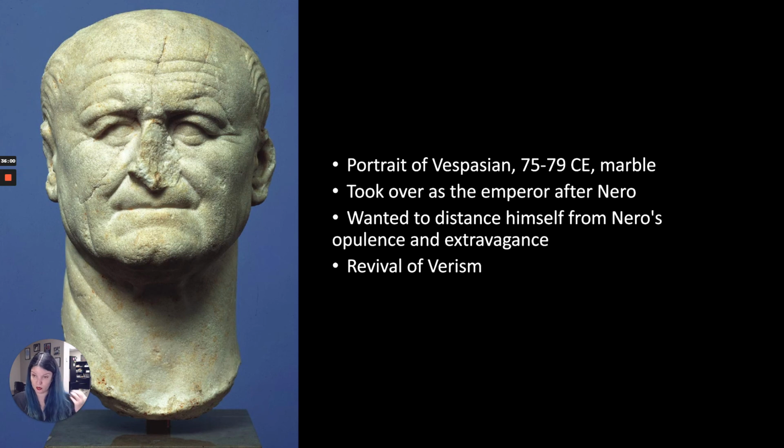So we see a return of Verism, which, remember, we looked at when we were talking about the Roman Republic. So Verism comes back, where we're showing wrinkles, we're showing, Vespasian is bald. And so we have this break with this Augustan tradition of godlike emperors.